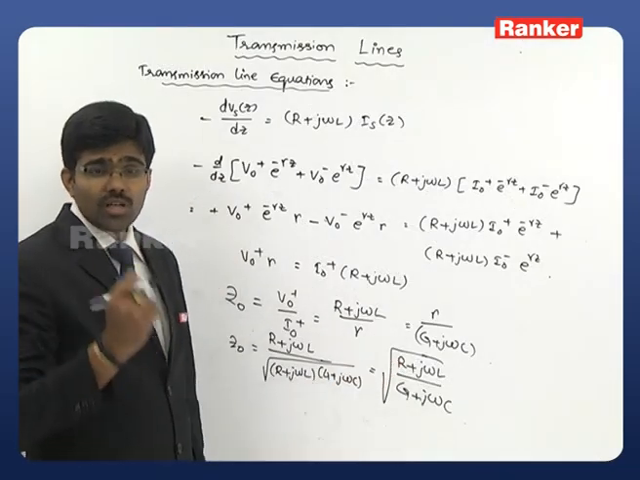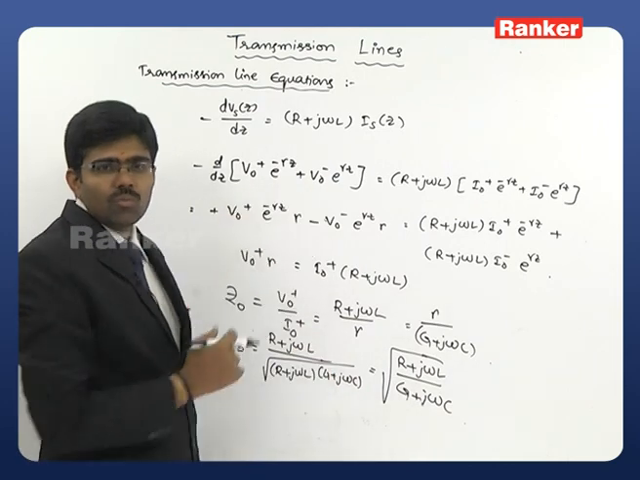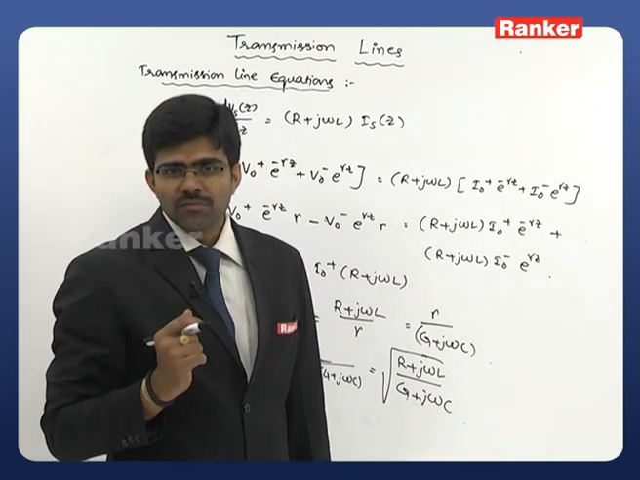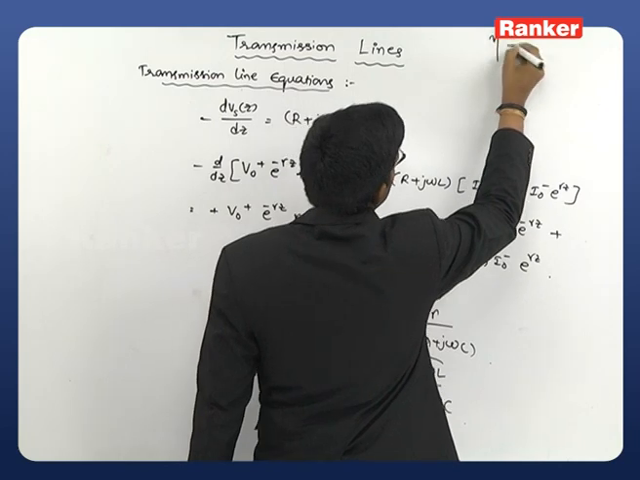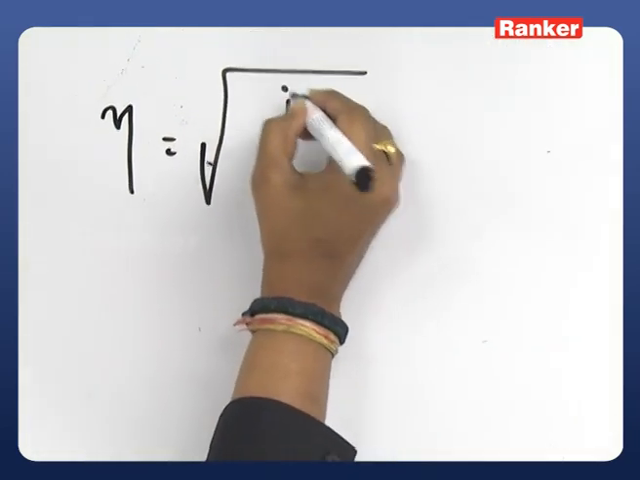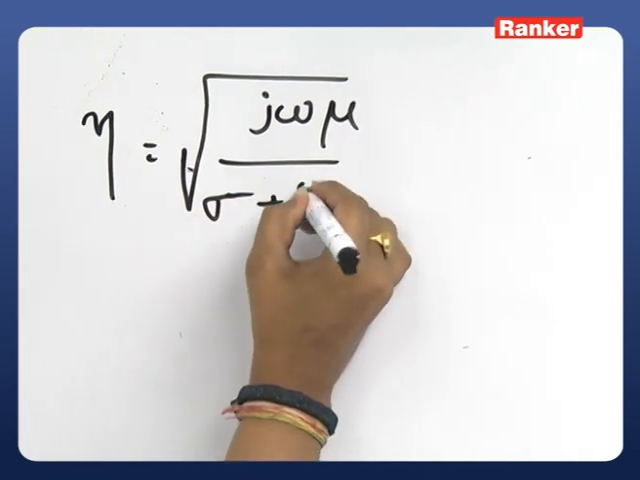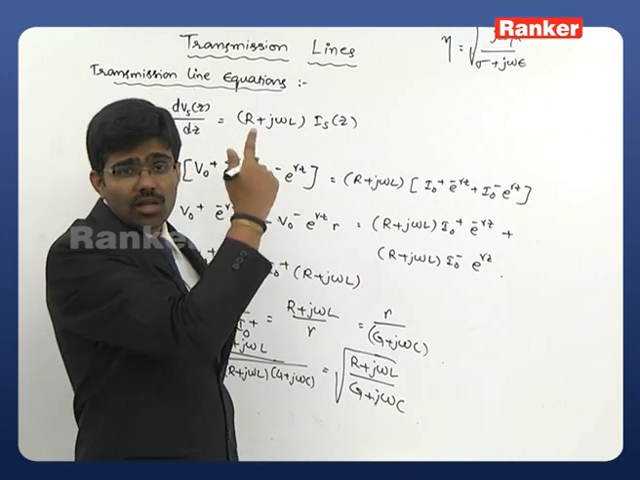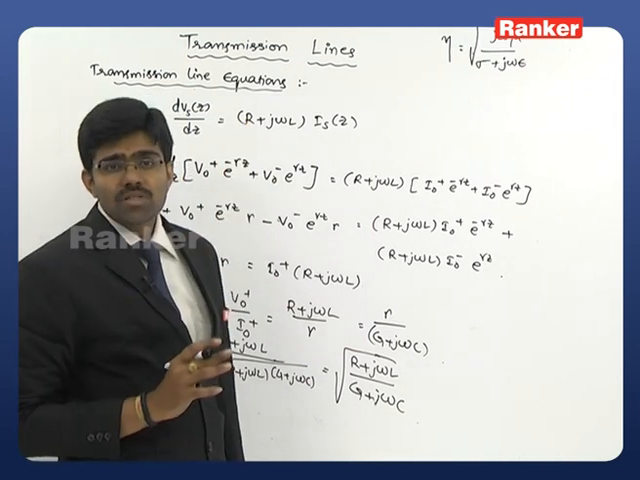Now you have one more trick to remember this one. As I said for our gamma, here also you have one more trick. Just recollect the intrinsic impedance of our wave propagation. How was the intrinsic impedance of wave propagation defined? Eta is equal to under root of j omega mu divided by sigma plus j omega epsilon. That is what we have in our wave propagation. Now resemble that equation for our transmission lines.